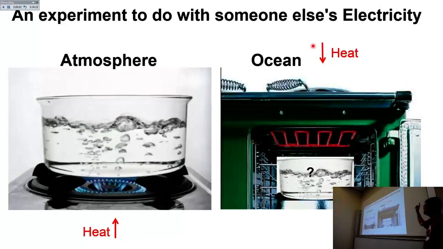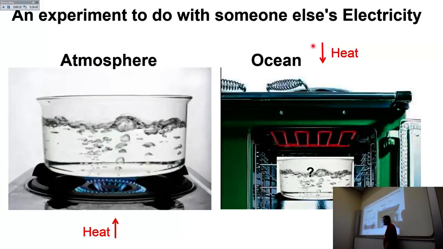It's also heated from the top. Don't do this experiment, but if you get a pan of water and put it on a stove and heat it from the bottom, it will boil. It will boil because the water can convect up, round and round, and heat up the whole body of water, and it will eventually get to 100 degrees Celsius and boil.